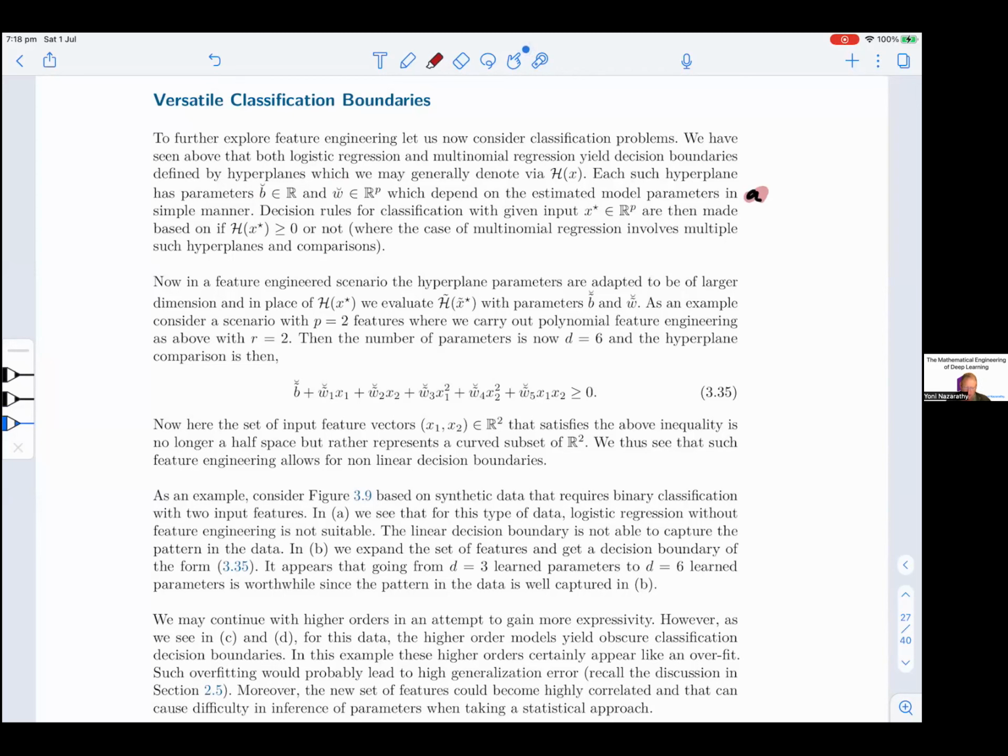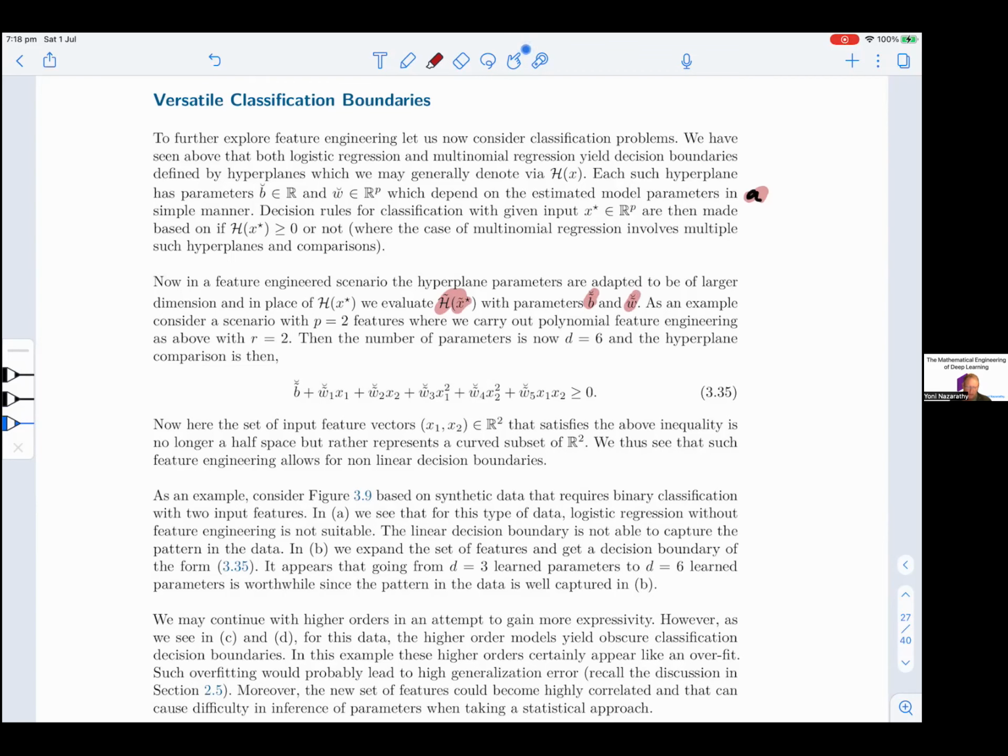Decision rules for classification with given input x star are then made based on whether h of x star is greater than or equal to 0 or not, where the case of multinomial regression involves multiple such hyperplane comparisons. Now, in a feature engineered scenario, the hyperplane parameters are adapted to be of larger dimension, and in place of h of x star, we evaluate this h tilde of x star with parameters b tilde and w tilde.